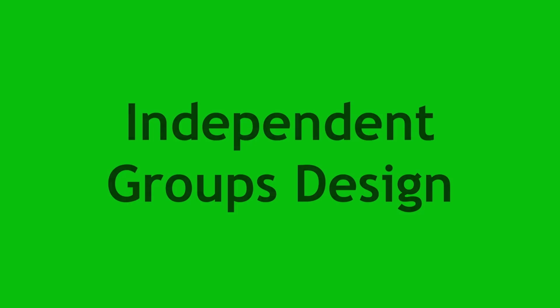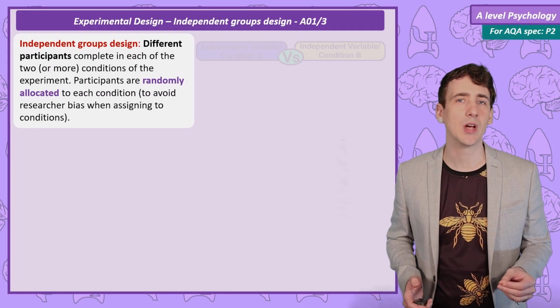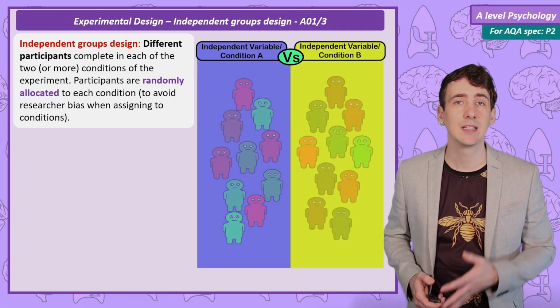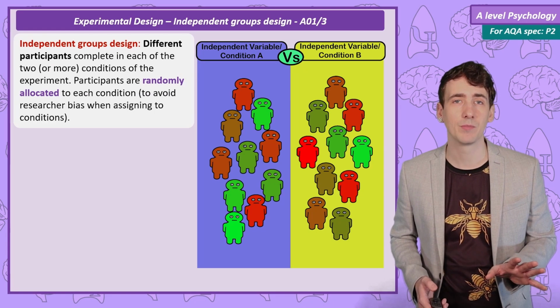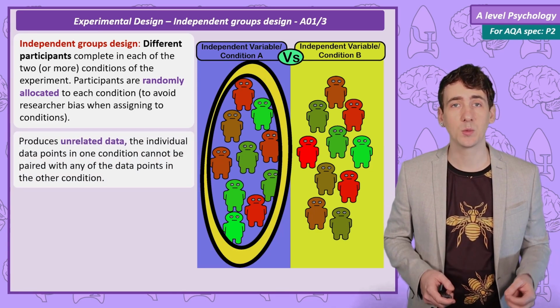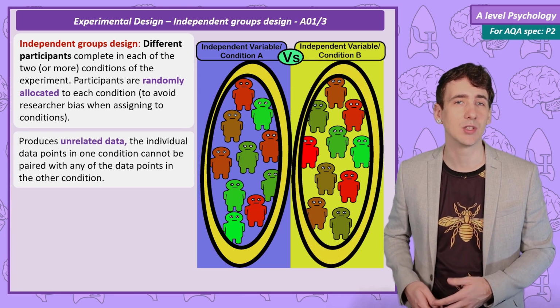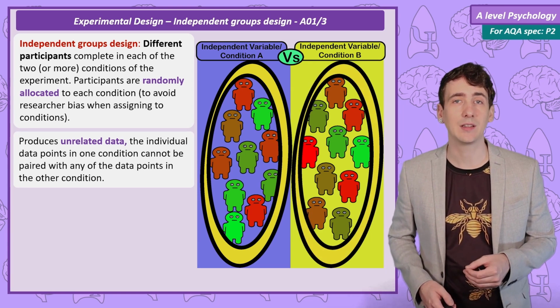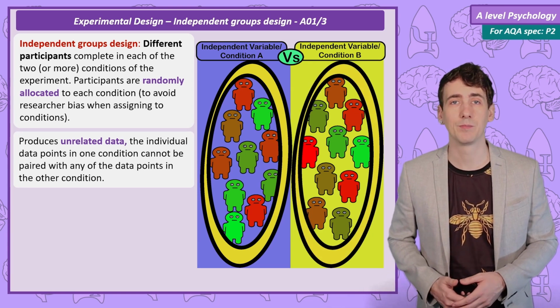Independent groups design. As the name suggests, the groups are independent of each other, different sets of people in each condition. All of the data collected from the group completing condition 1 is compared with all of the data from the group completing condition 2. The data we collect is called unrelated data.